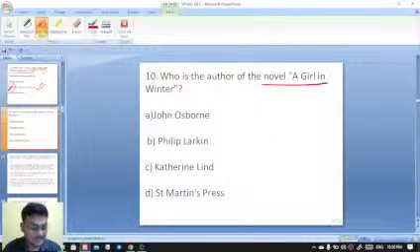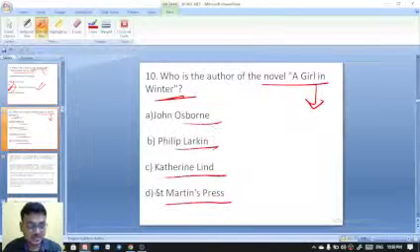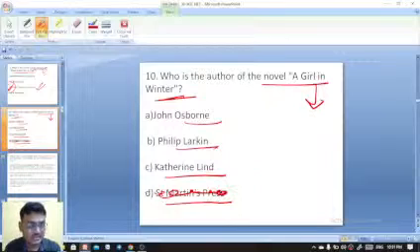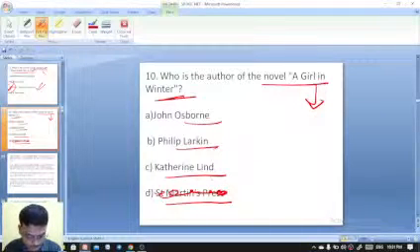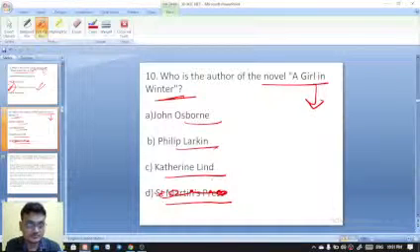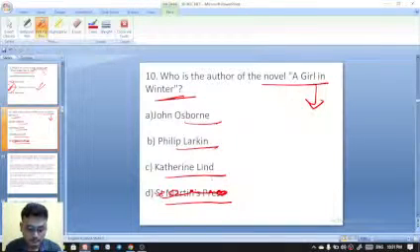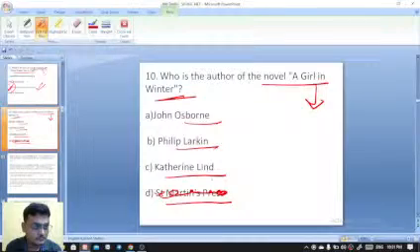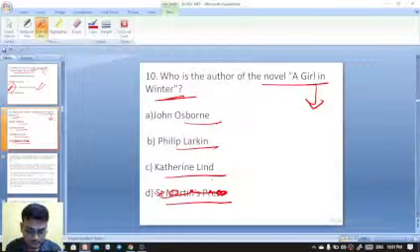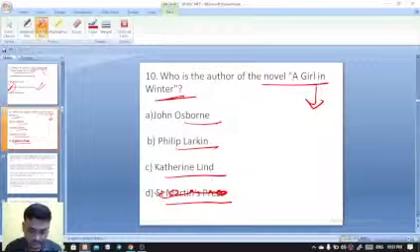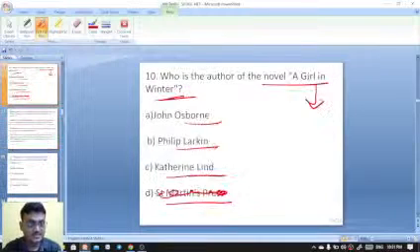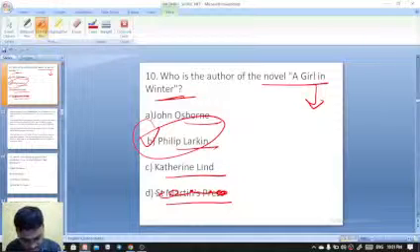Chalo. Who is the author of the novel A Girl in Winter? John Osborne, Philip Larkin, Catherine Lind, Martin Smith. What is the question? Who is the author of the novel A Girl in Winter? Okay, got it. How intelligent all of you are. Exactly. It's Philip Larkin. Philip Larkin is the novelist of this work.